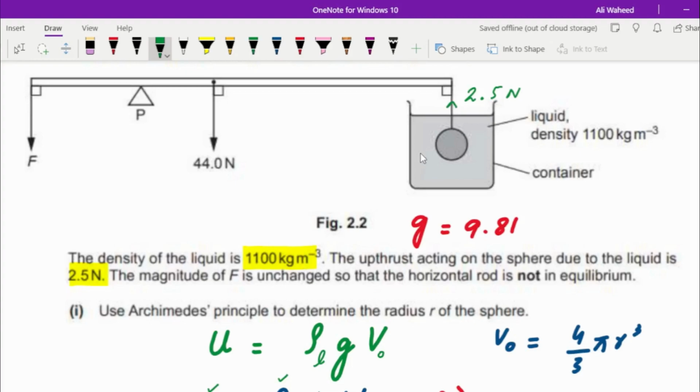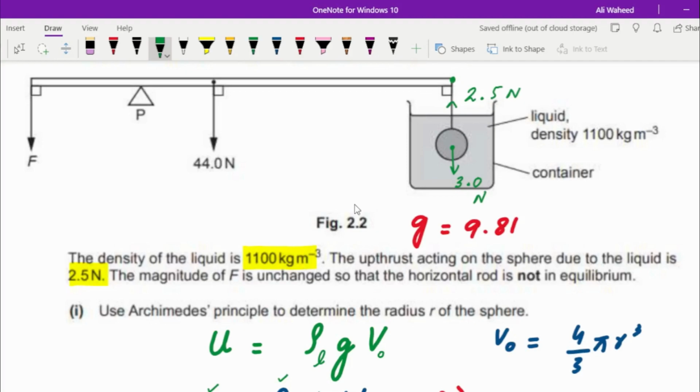What was the weight of the sphere? The weight of the sphere was already given, and it was 3.0 Newton. So you see, at the end of the rod, there are two forces acting in opposite directions. Now, what is the resultant of these two forces? If you have a force of 2.5 Newton upward and a force of 3 Newton downward, what is the resultant force? Whenever we have forces in opposite directions, we subtract the forces.